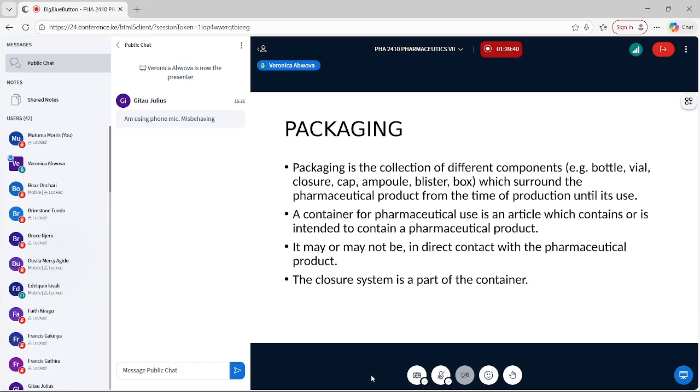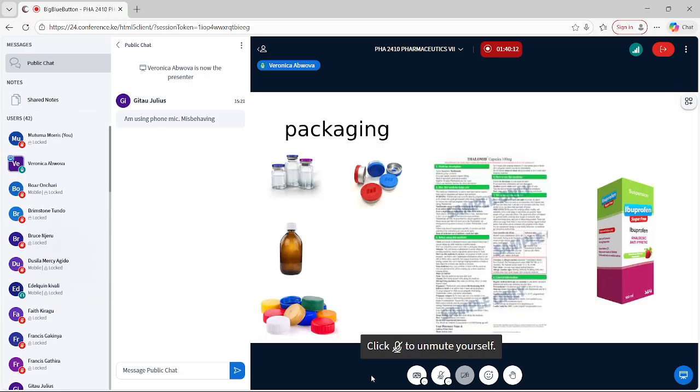Anyway, we're talking about packaging. Packaging is a collection of different components such as bottle, vials, closure cap, ampule, blister box, which surround the pharmaceutical product from the time of production until its use. A container for pharmaceutical use is an article which contains or is intended to contain a pharmaceutical product. It may or may not be in direct contact with the pharmaceutical product. The closure system is part of the container. Now, why are we?